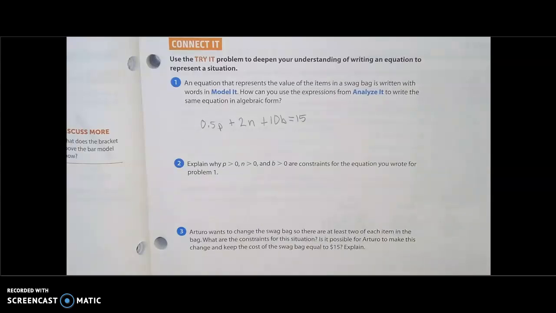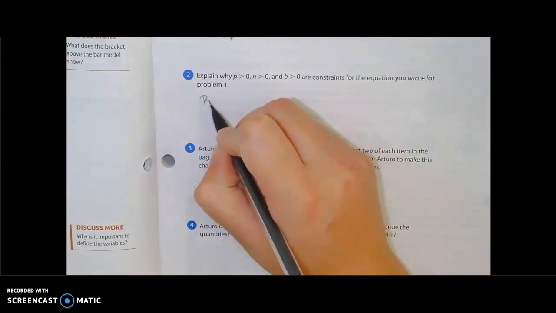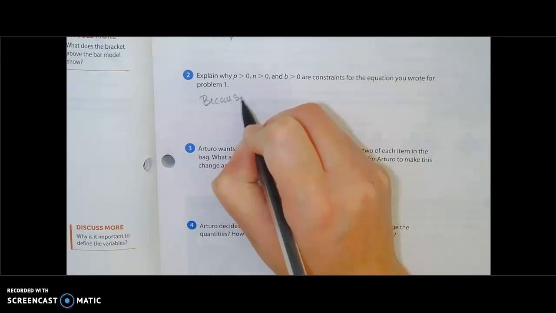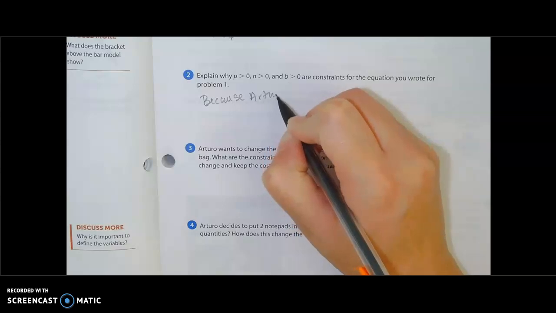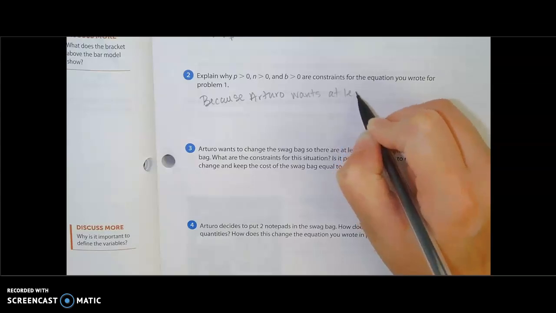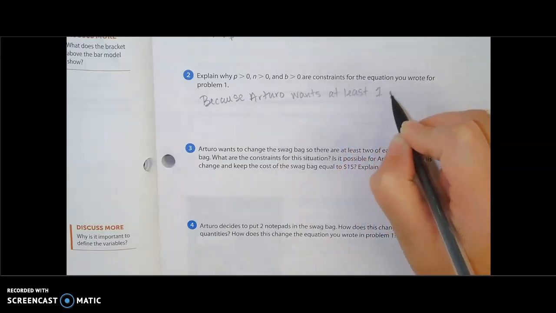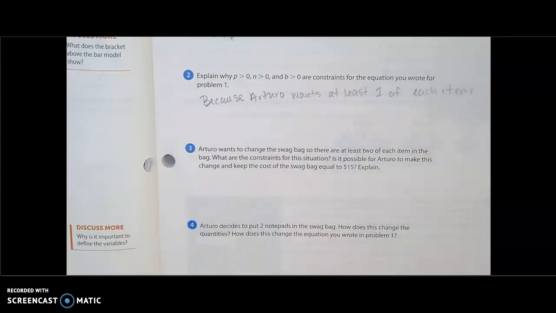Number two says explain why P, N, and B are all greater than 0, and why those are constraints for the equation we wrote in problem 1. And the reason is because Arturo, let's see if I can spell his name, Arturo wants at least one of each item. So it has to be greater than 0. Can't be equal to 0 because we want one of each item, at least.